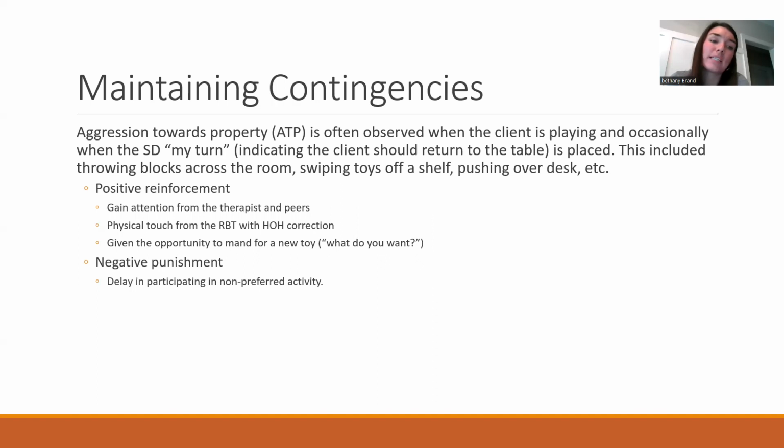Positive reinforcement was to gain attention from the therapist or peers, and physical touch from the RBT when hand over hand had to be implemented to have the client pick up the toys, or given the opportunity to mand for a new toy. Sometimes it was just that he didn't want what he was playing with, so he would throw toys. Then we would prompt him with, what do you want? What do you want to work for? And he would get access to a new toy.